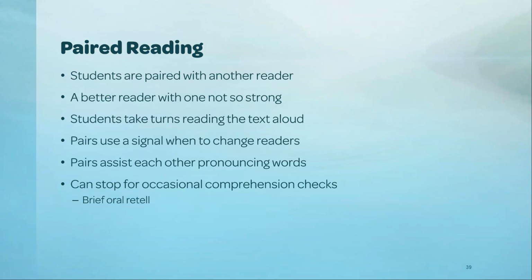In paired reading, students are paired with another reader, typically a better reader with one who's not so strong. Students take turns reading the text aloud to each other. They might use some sort of a signal with each other for when they want to change readers. The pairs are there to assist each other with pronouncing the words. So that's where we would pair a stronger reader with one that's not quite as good, so that hopefully one of them will know how to pronounce a word that the other one doesn't know.